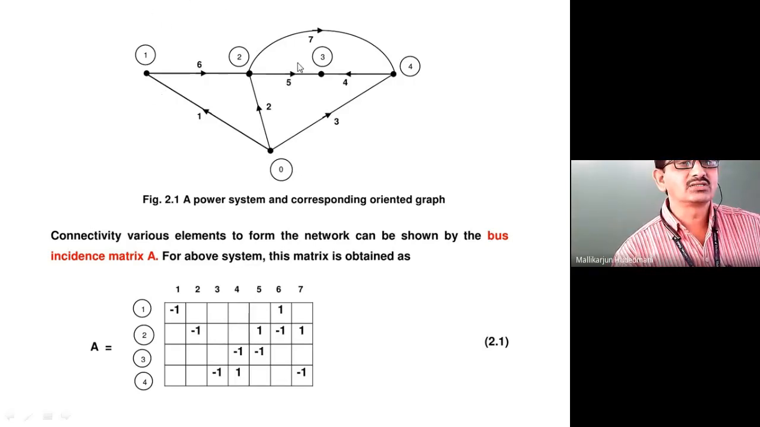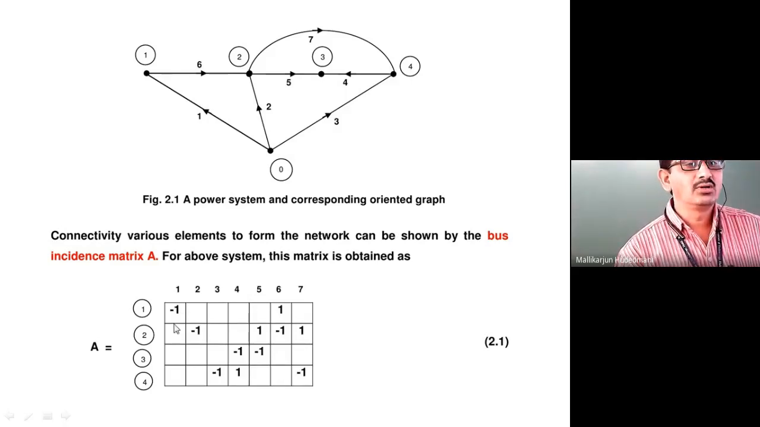Similarly, if I move to bus number 3, graphically you will find element number 5 is also inward, element number 4 is also inward. It's very clear. Both elements 4 and 5 will have minus, and the remaining elements shall be 0.